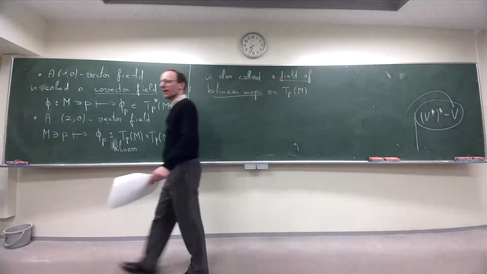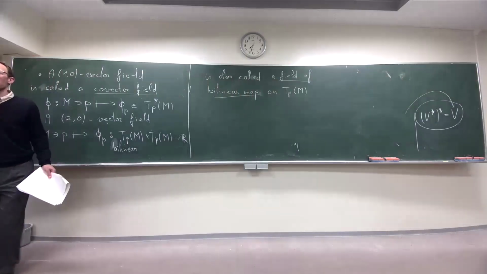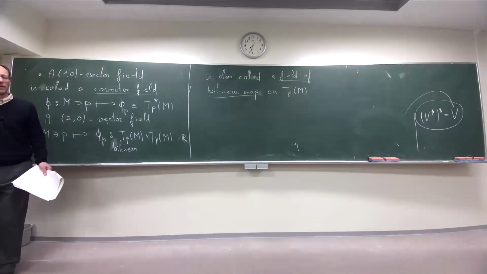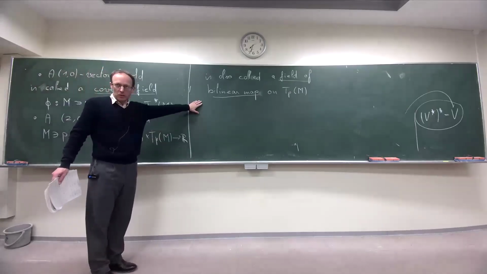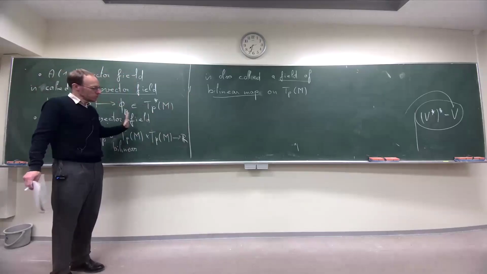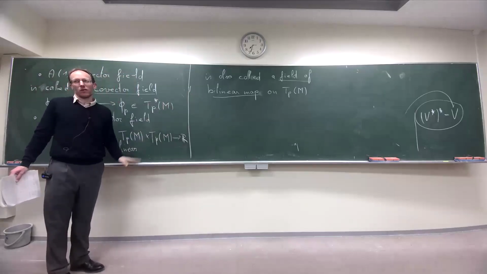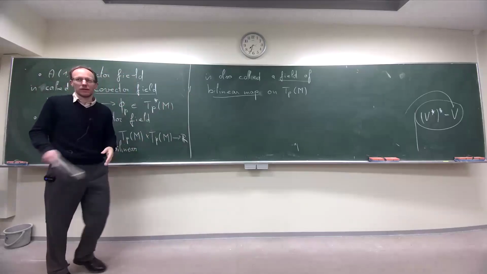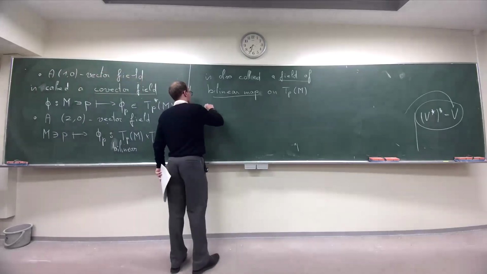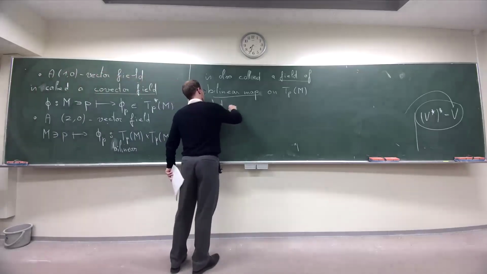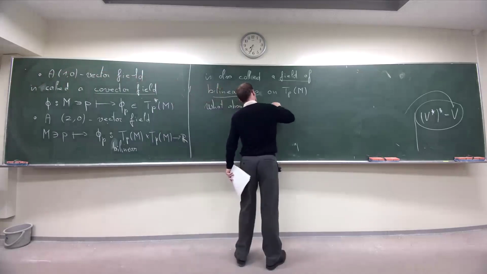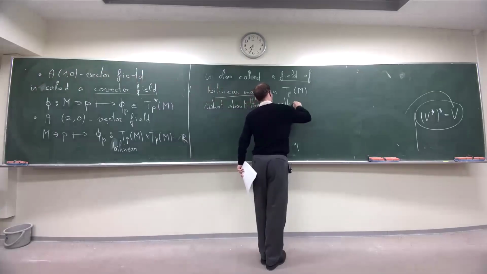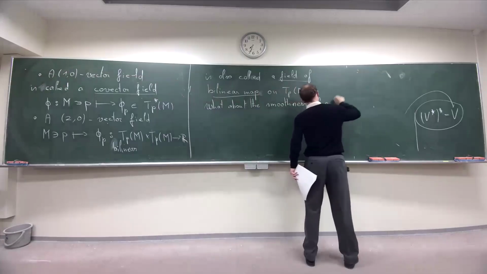Okay, is there any question? Now, I haven't imposed any smoothness. So I have just a function with value in the set of tensors. Of course, I want to have smoothness. How do I impose it? What about the smoothness? How to define the smoothness of a tensor field?